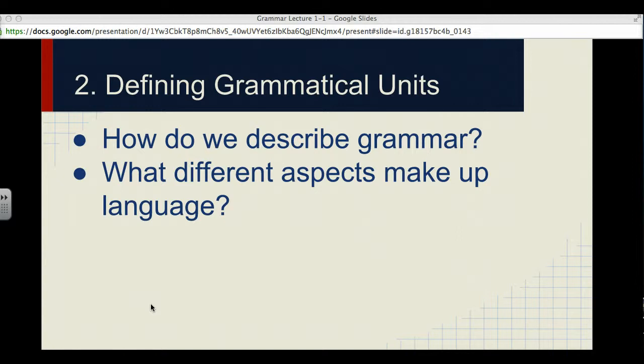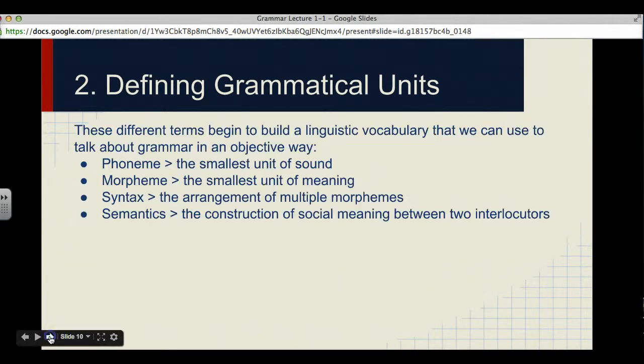We're going to learn some terms today. They're going to help us more objectively describe language usage, and while doing that, we're going to look at some of the different aspects that make up language from a linguistic perspective. To begin building a linguistic vocabulary, we're going to need to understand these next four terms fairly well. Very generally, these are the largest units that make up language. This is language at a large scale.